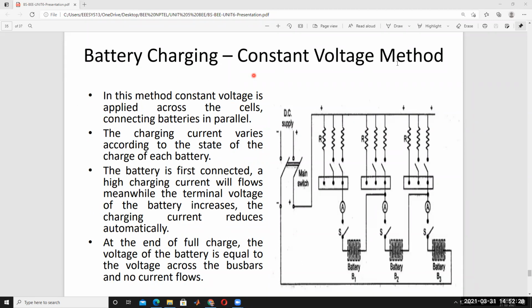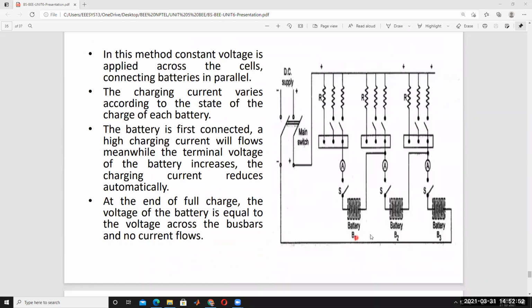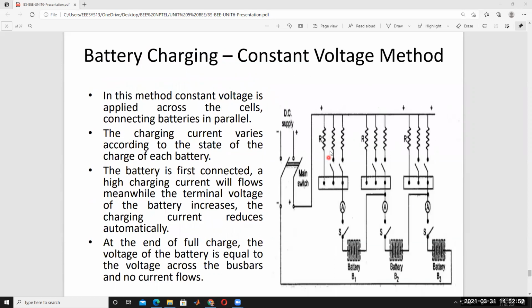In the constant voltage method, constant voltage is applied across the cells. For each and every cell, we have to maintain the voltage constant. The charging current varies according to the state of charge of the battery. Charging current changes according to the battery capacity. These batteries B1, B2, B3 have different capacities, so based on that, the variable resistance charging can be done.